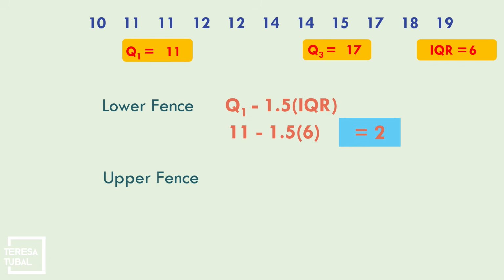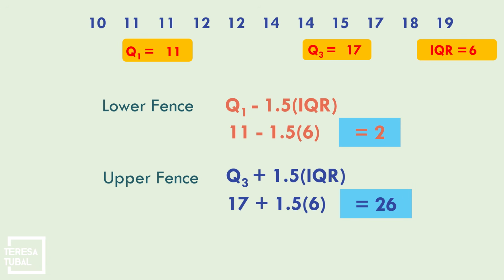How about the upper fence? So the upper fence formula is quartile 3 plus 1.5 times the interquartile range. The quartile 3 is 17. 17 plus 1.5 times 6. So it means 17 plus 9, so equals 26.